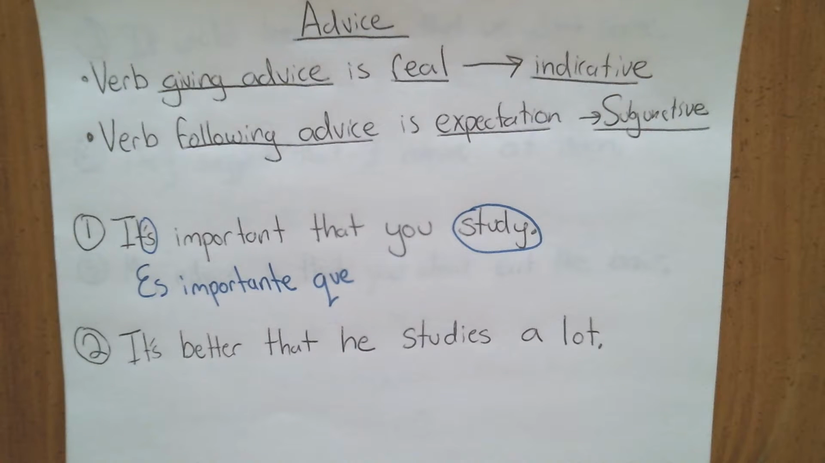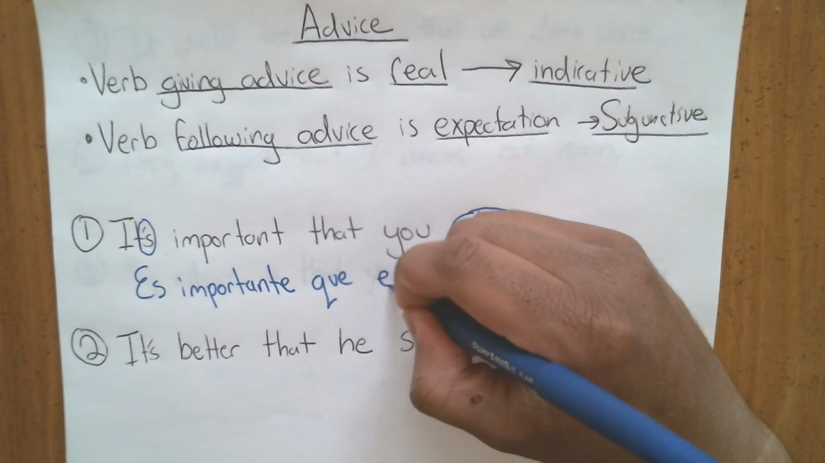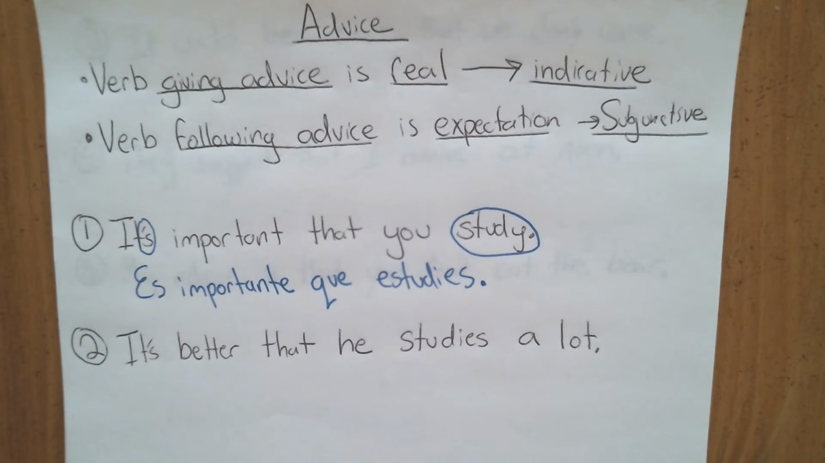Now, you study. Are you actually studying right now, or do I want you to study? I want you to study. I expect you to study, but you're not actually studying right now. So the part of the verb that conveys expectation is going to go in the subjunctive. So it would be es importante que estudies. It would not be estudias because you're not actually studying right now. It's what I expect you to do.